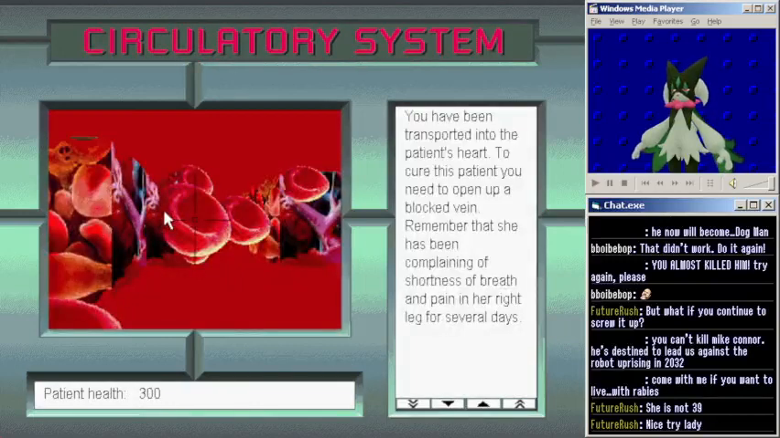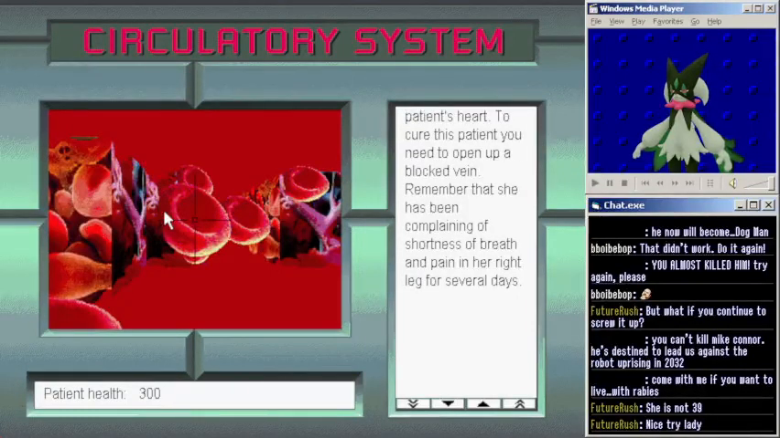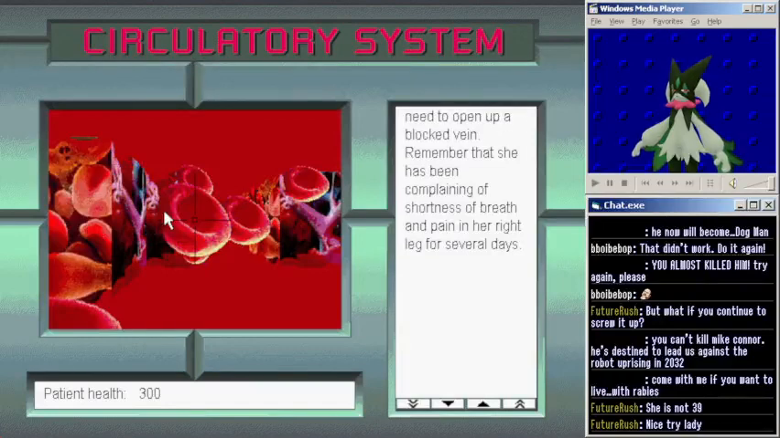You have been transported into the patient's heart. To cure this patient, you need to open up a blocked vein. Remember that she has been complaining of shortness of breath and pain in her right leg for several days.